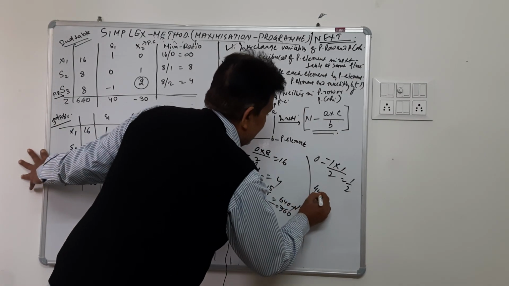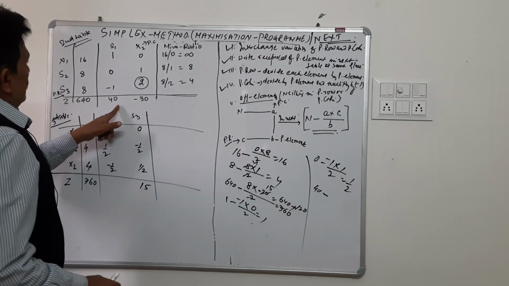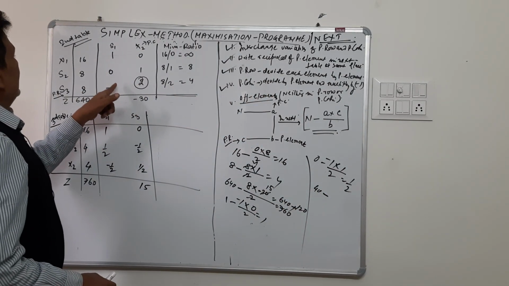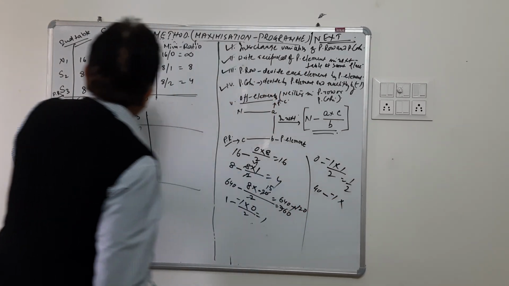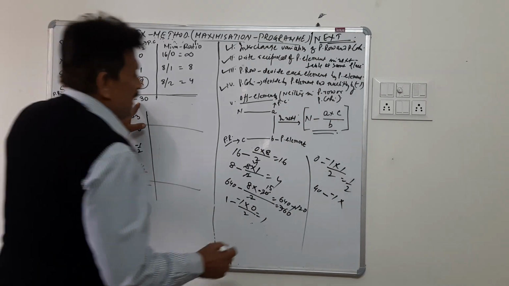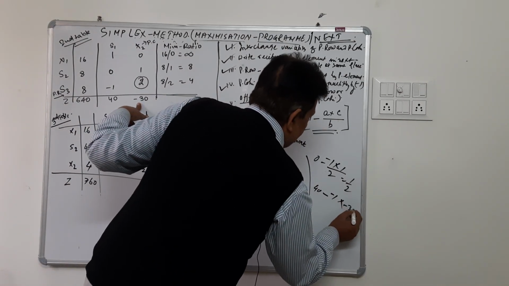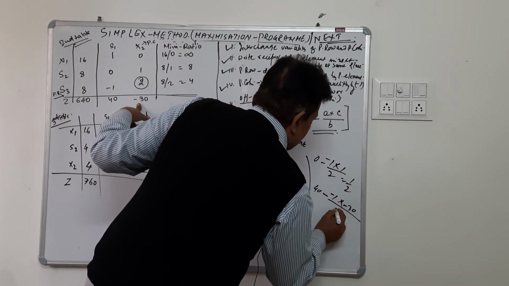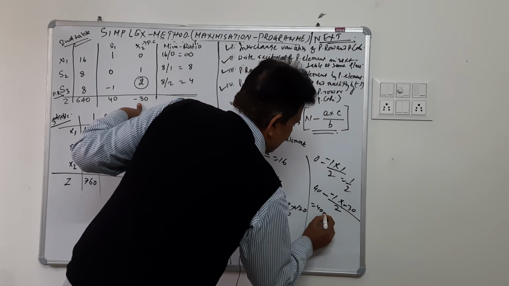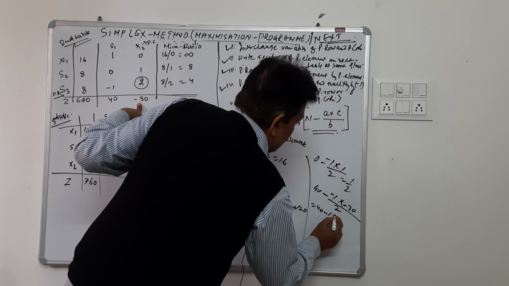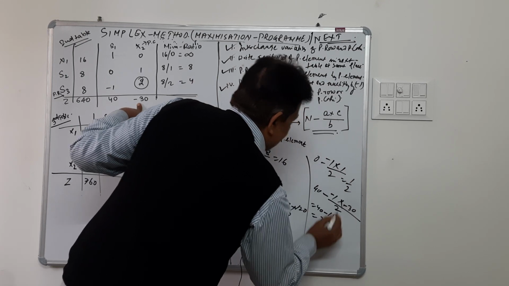So 40 minus the corresponding element in the pivot row, into the corresponding element in the pivot column, divided by the pivot element. We have 40 minus 15, and this is 25.